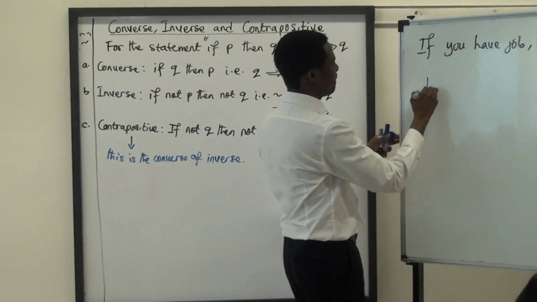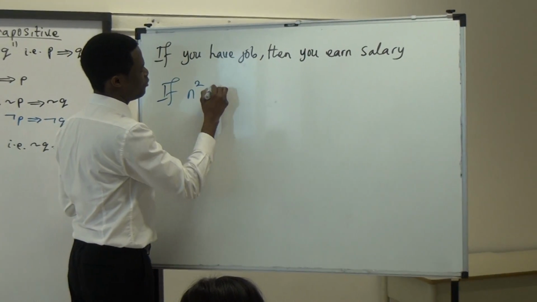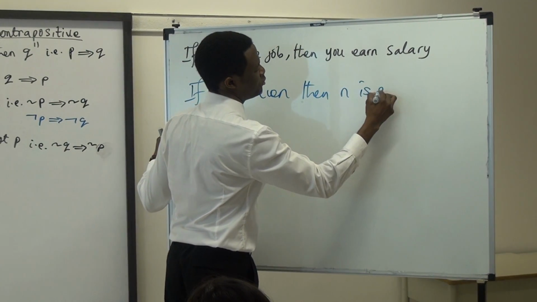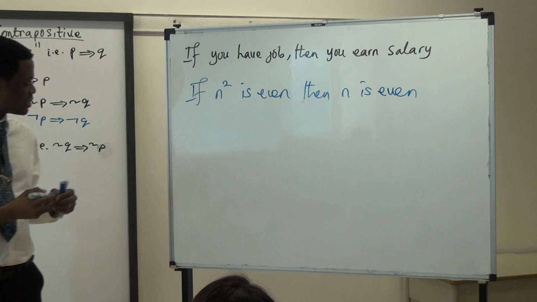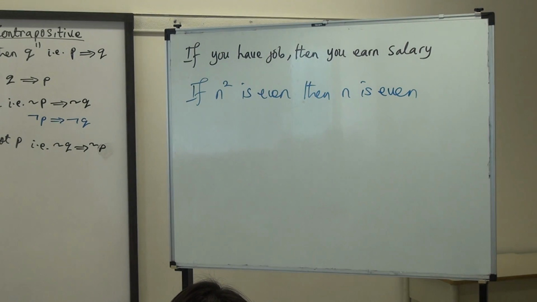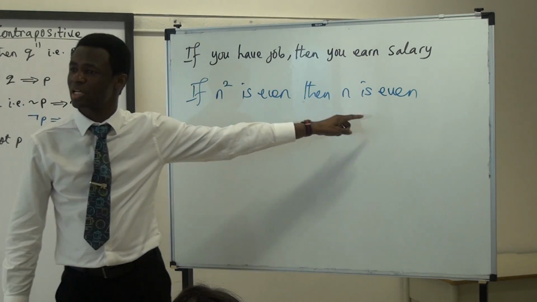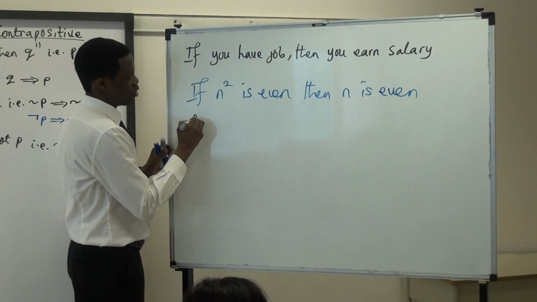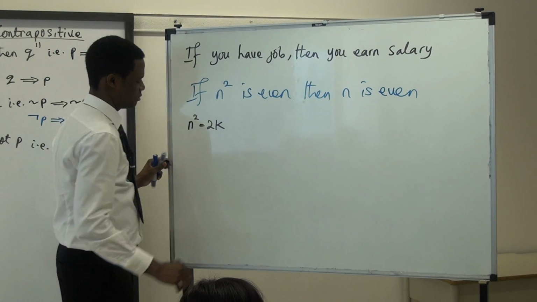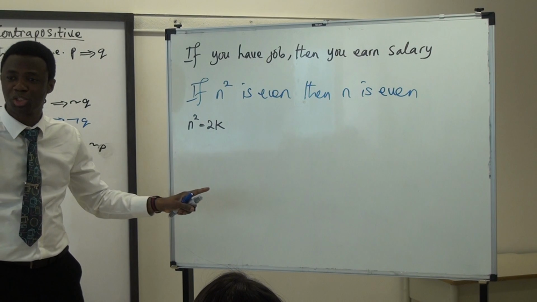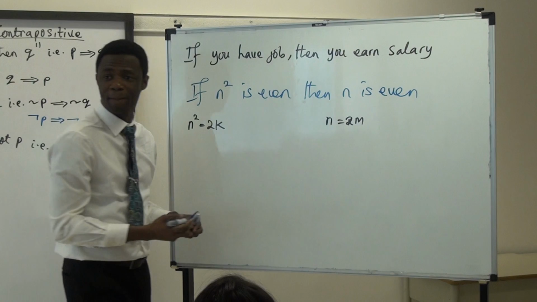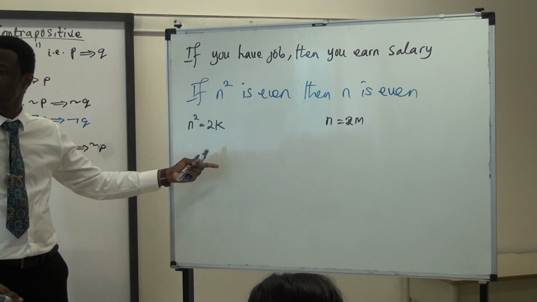If n squared is even, then n is even. Now, it's difficult to construct something with this. This is the given. This is what you must establish. If n squared is even, so I say, oh, n squared must be in the form of 2k. I must be able to show that my n is in the form of, say, 2m, right? It's difficult to do that here.